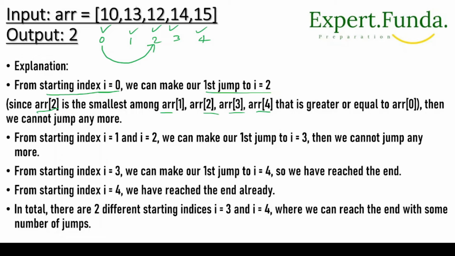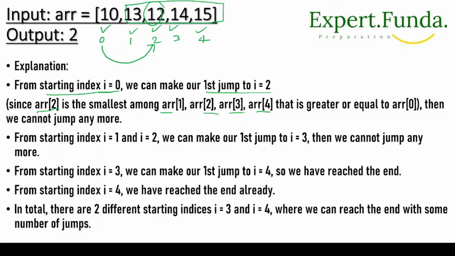All these elements, these are the range we have been given. So from here to here, this is the smallest element, right? So the smallest element is 12, and that's why we can jump there. So that is greater than or equal to the array at 0. Now we cannot jump any more, right, because we are at here.